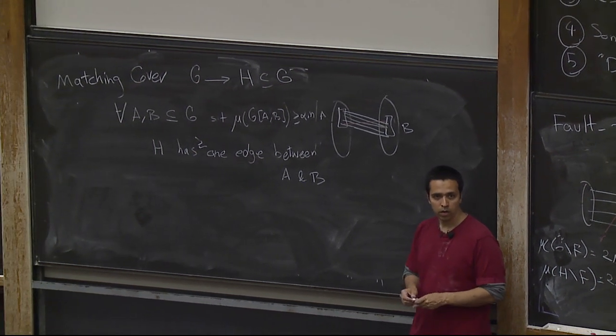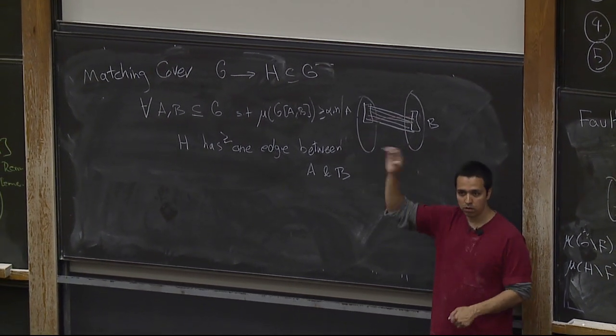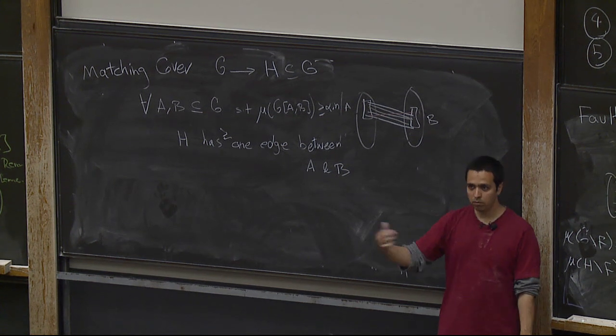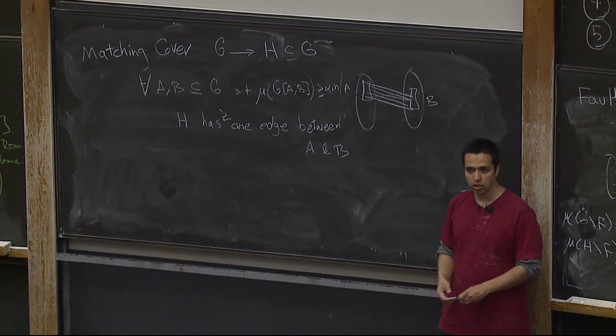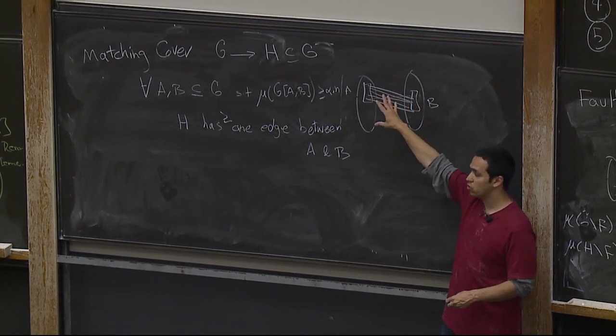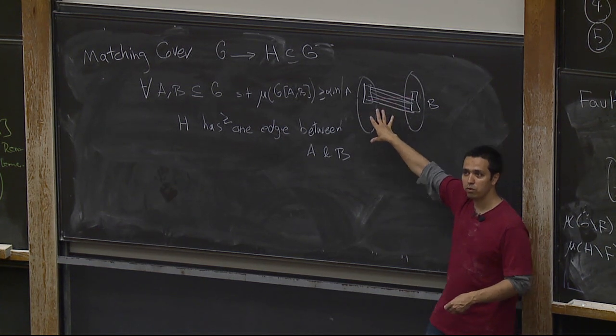Good. So does this algorithmic question make sense? I give you graph G, a parameter alpha, return a matching cover of G and alpha. As an algorithmic question, does anyone see how you can solve this problem?